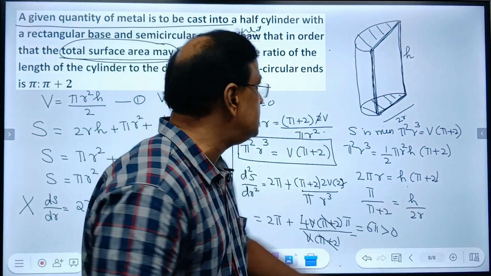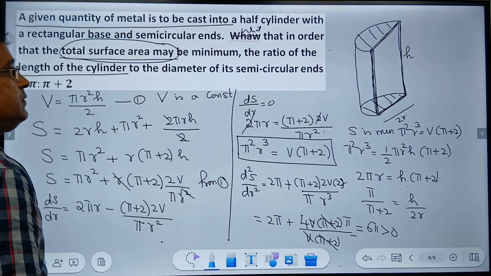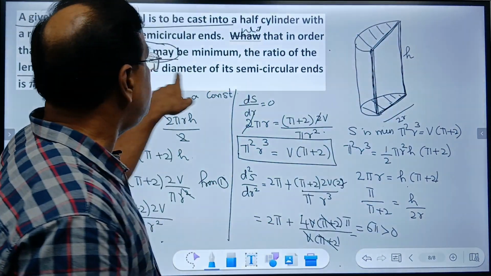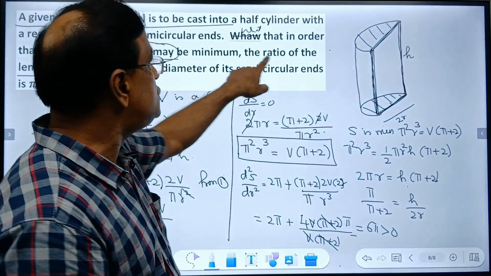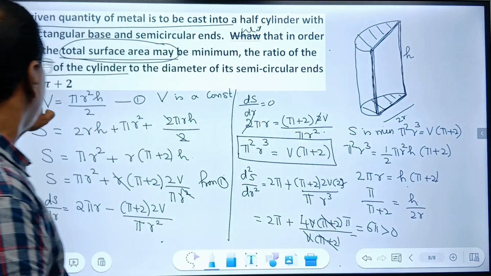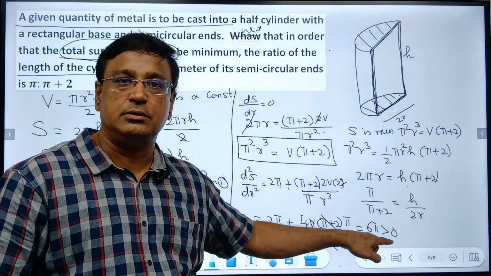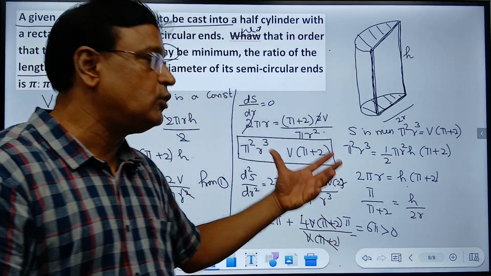Now what does h stand for? h stands for the length of the cylinder. Length of the cylinder is nothing but the height of the cylinder, and the diameter of the cylinder is nothing but 2r. The ratio of the length of the cylinder to the diameter, I wanted to prove, is pi is to pi plus 2. That is exactly what I got. So I hope this is clear. It's a little difficult question. You can always go through it.